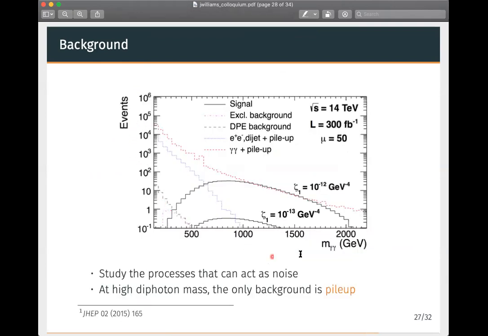So again, we'll look at a histogram as a function of the diphoton mass. And this is all a simulation. This black line is a simulation of our light-by-light scattering signal. And then again, the colored histograms are simulations of various standard model processes. And there is a big conclusion that we can take away from this histogram: at increasingly high values of diphoton mass, there's only one of these colored histograms that is as significant as our signal shown in black. And it's this red histogram, which corresponds to pileup.